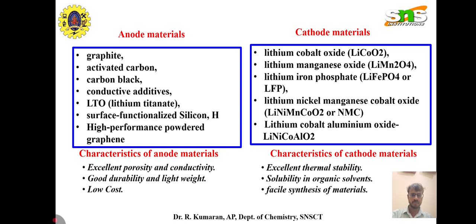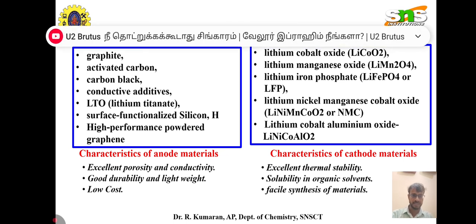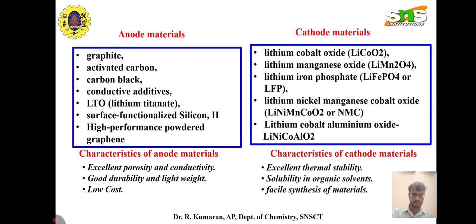So here are the characteristics of anode and cathode materials. Porosity is needed for anode materials, which in turn gives a good surface area. Conductivity is also needed for anode materials. Durability should be maintained, and the material must be lightweight. Synthesis must be feasible at low cost, so that the preparation techniques won't be tedious for anode materials.